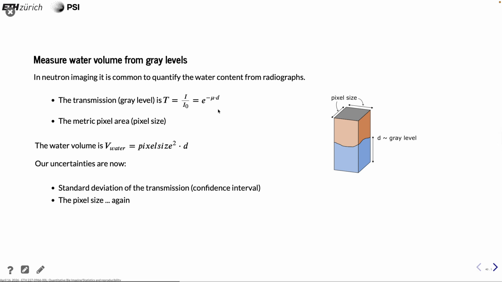And the uncertainties we have: one is the standard deviation of the transmission, which is essentially noise-based. We have the pixel size. And actually we have one more parameter, which I didn't mention, and that is the attenuation coefficient, which could also have an uncertainty. But I skip that for now, as that would make the slide too cluttered.